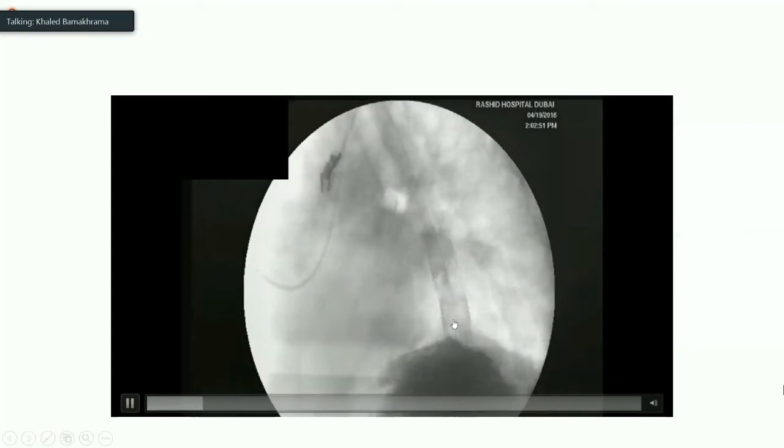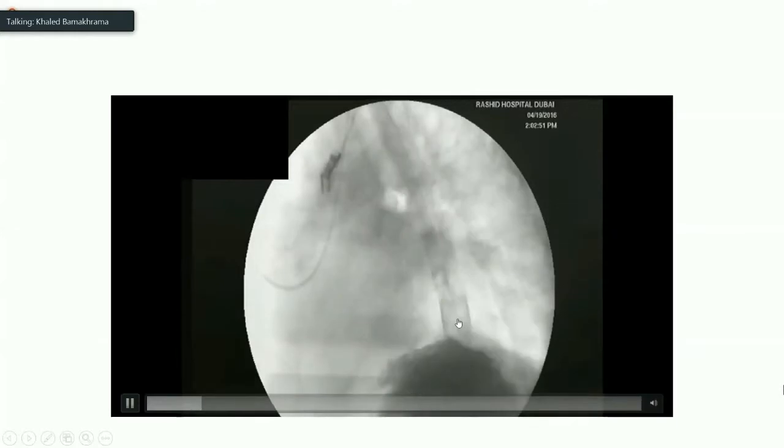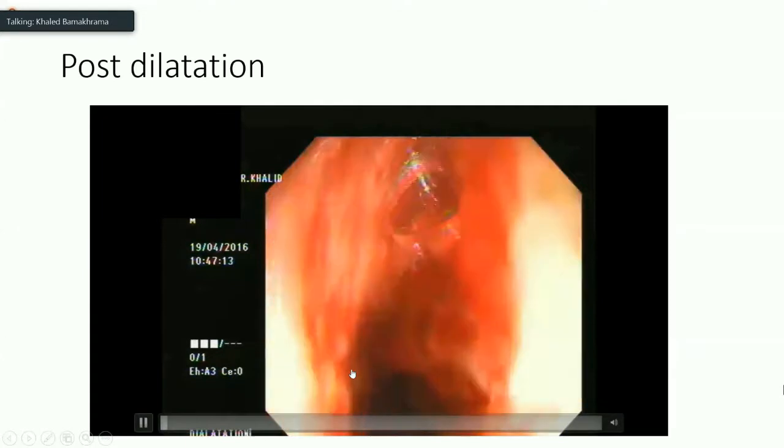So this is the bougie. You can see, always try to use the X-ray, and you can see that this is the contrast which we injected, and you can see the marker is going down to the stomach. One of the important things with the bougie is don't use it when you have a contracted small stomach, because of the distal tip that it can injure the stomach. So this is post dilatation.